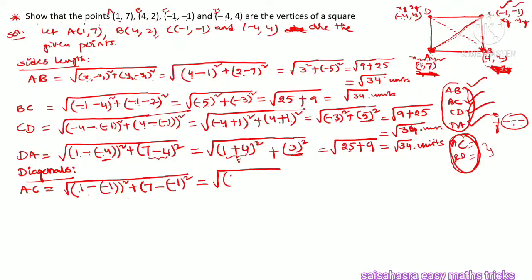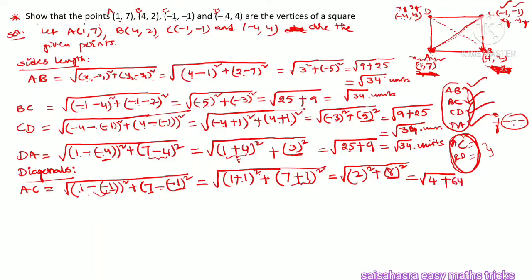1, this 1 minus into minus is plus, again this 1 overall square, plus 7, this 7 minus into minus is plus, and this 1 square. 1 plus 1 is 2, 1 plus 1 is 2, 2 square plus this 7 plus 1 is 8, and for that also square is there. 2 square is 2 into 2, 4, plus 8 square is 8 into 8, 64. So we got 4 plus 64 is 68. The AC length is completed.